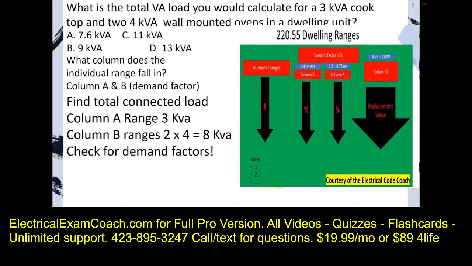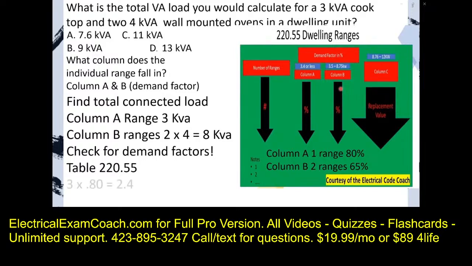Now, we check for demand factors. We head back to our table, and we start on the left-hand side for our column A ranges, and we find the multiplier for 1, and then we start on the left-hand side and find our number of ranges for our column B ranges and find the multiplier, and we're going to find that they're 80 and 65% respectively.